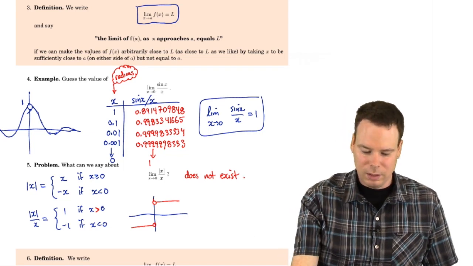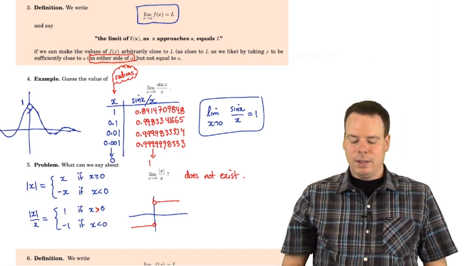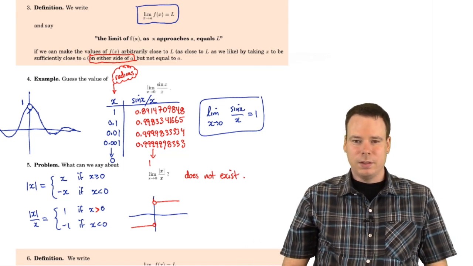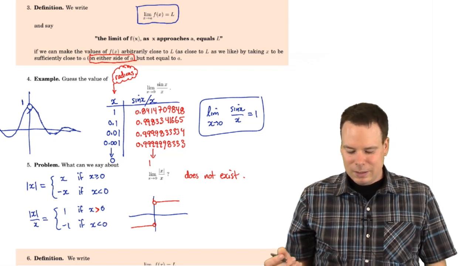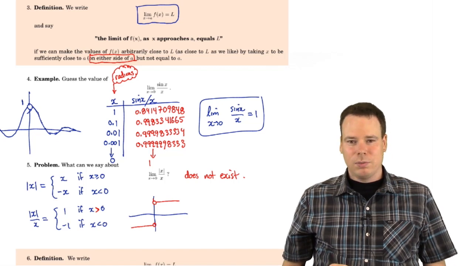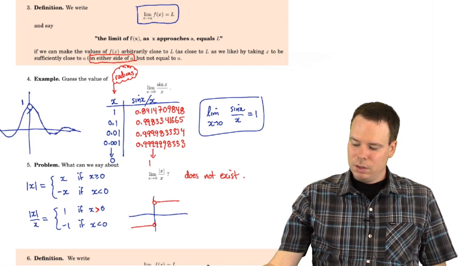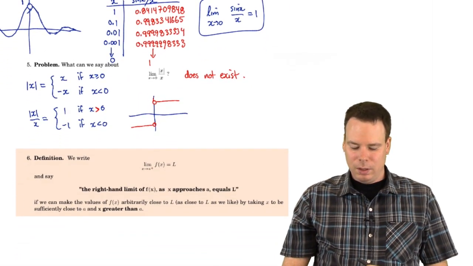And so that's the key. Back here in our definition, the function has to get close to L as x gets close to a from either side of a. And in this case, it doesn't get close to a single L value. But of course, you'd like to say, well, okay, it doesn't exist, but it really doesn't exist for a particular reason. It's doing one thing on one side of 0, and it's doing something else on the other side of 0. So this is where we have this idea of right and left-hand limits.